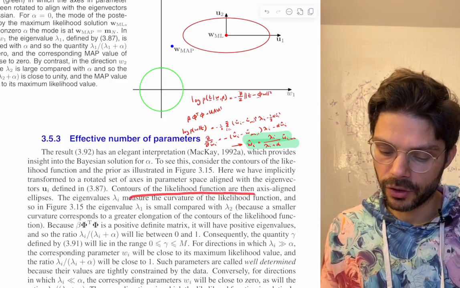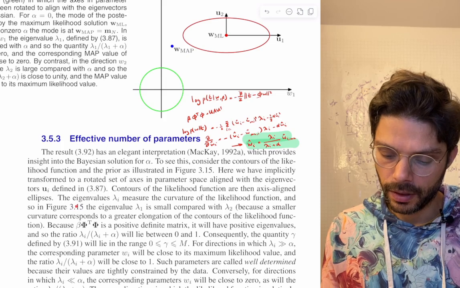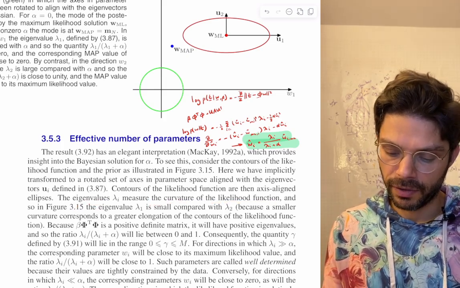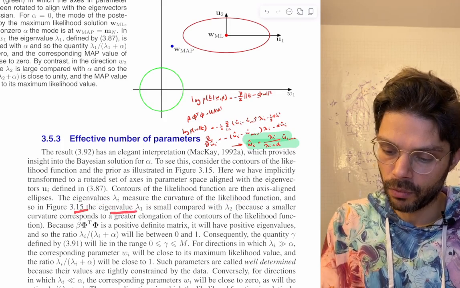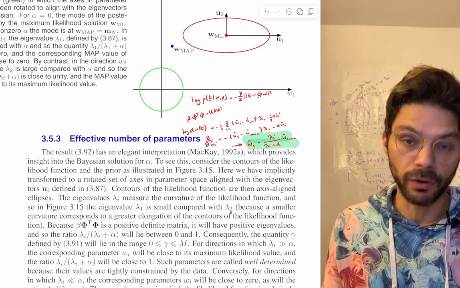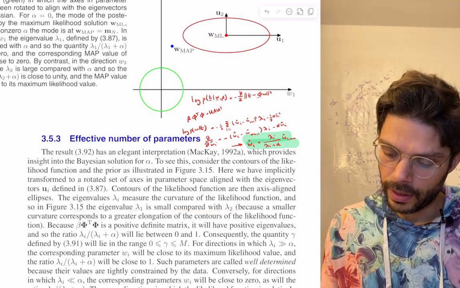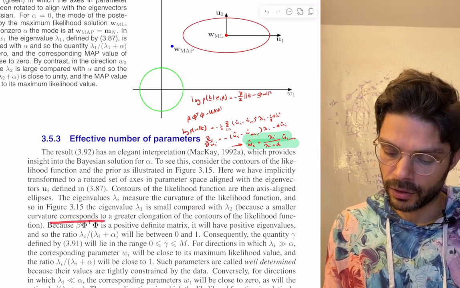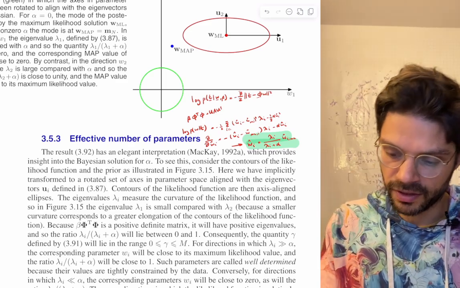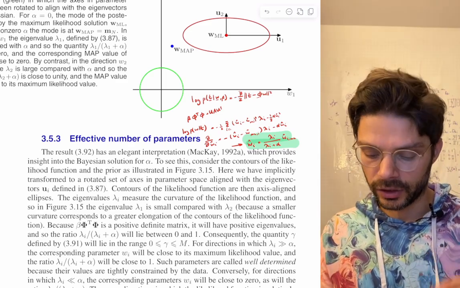Contours of the likelihood function are then axis-aligned ellipses. The eigenvalues measure the curvature of the likelihood function, and so in figure 3.15, the eigenvalue lambda 1, which is in this direction, is small compared with lambda 2, because the curvature corresponds to a greater elongation in the contours of the likelihood function. Okay, so this is going to be one of those directions that's kind of not well determined by the data.